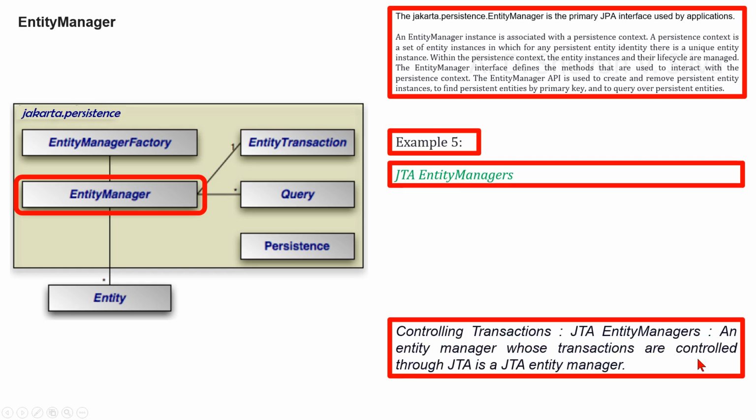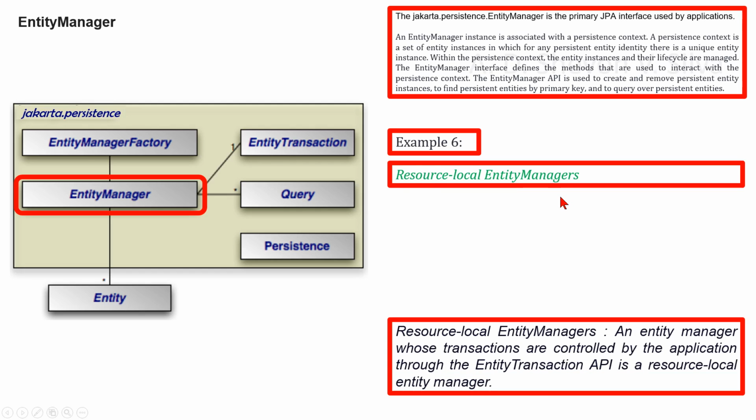Now we are considering JTA entity managers. In controlling transactions, an entity manager whose transactions are controlled through the JTA is a JTA entity manager. In general, a JTA entity manager participates in the current JTA transaction, which began and committed external to the entity manager and is propagated to the underlying resource manager.